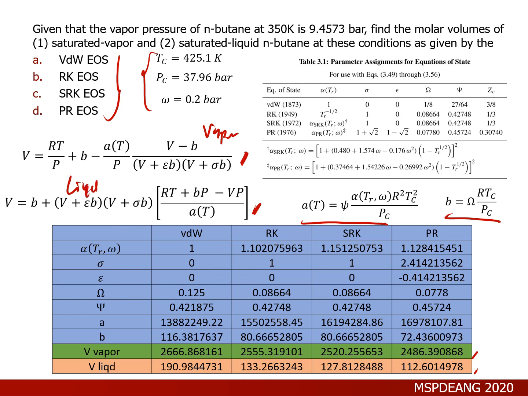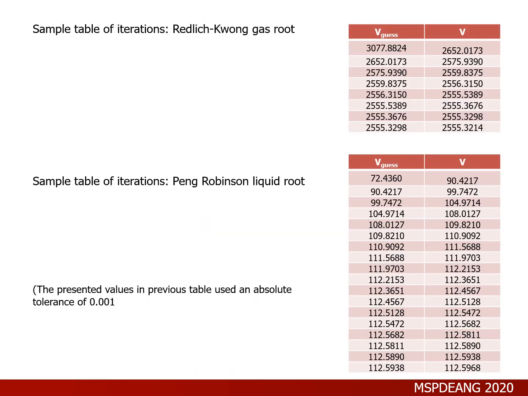You can also try solving this in terms of Z. I'll provide another version of these calculations, or the summary of the values for the iterations in terms of Z. I'll provide a file for that in the course pack. So an example for iteration values should be presented here. So for the Redlich-Kwong gas root, this is the summary of iterations. And for the Peng-Robinson liquid root, this is the summary of iterations.